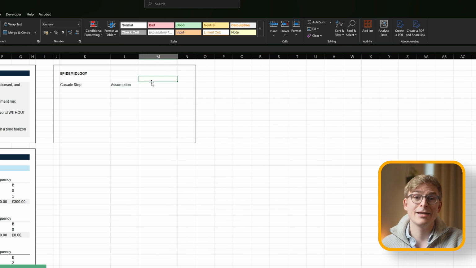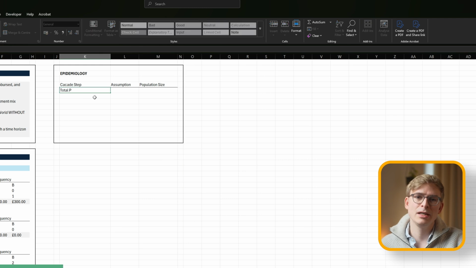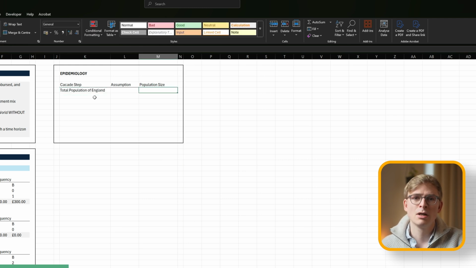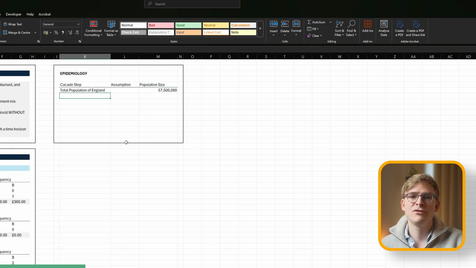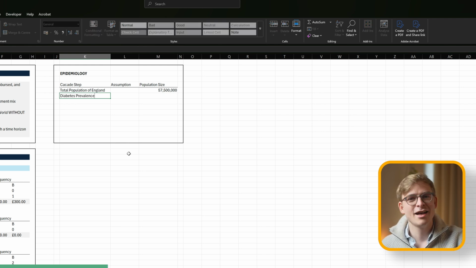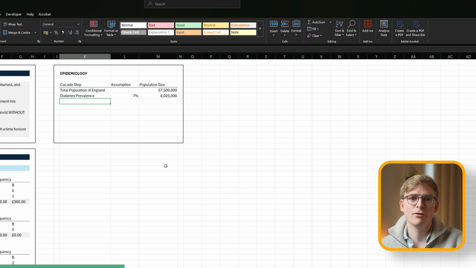I'm going to use a top-down approach to calculate our epidemiological cascade. Since we're tasked with building the budget impact model for England, we can start by sourcing the total population figure for England, which we know is about 57.5 million according to the latest ONS data. Next, we want to know how many people in England have diabetes. Now, I haven't really done the actual research on this, but I'm just going to assume 7% for our example here.